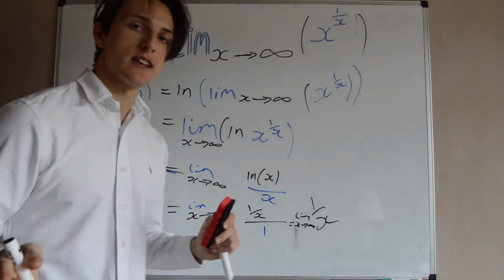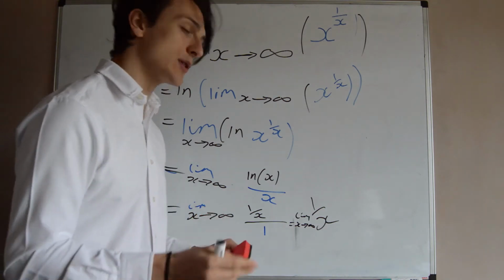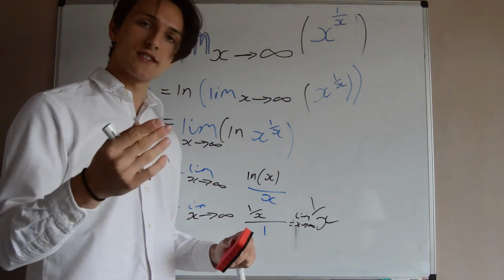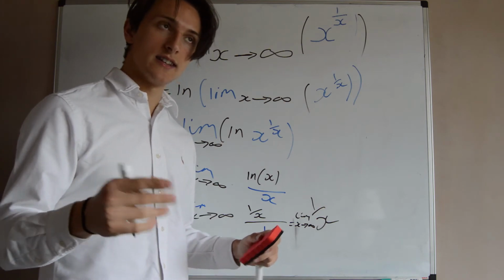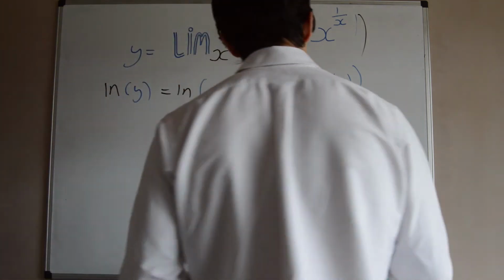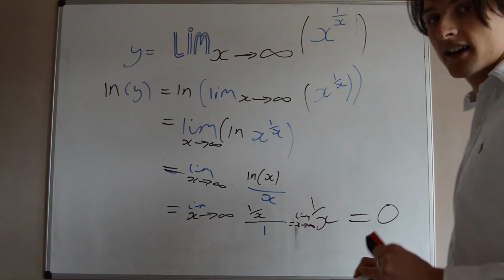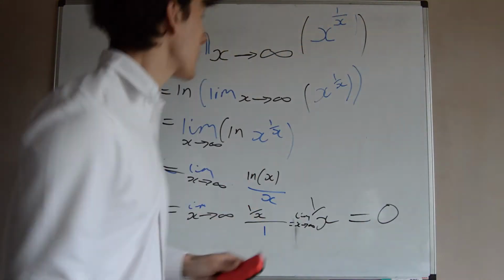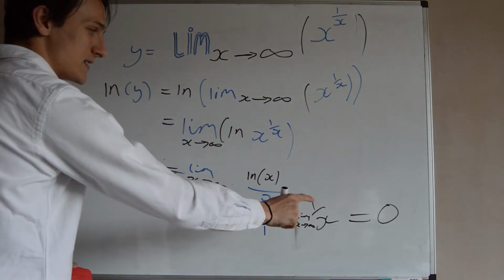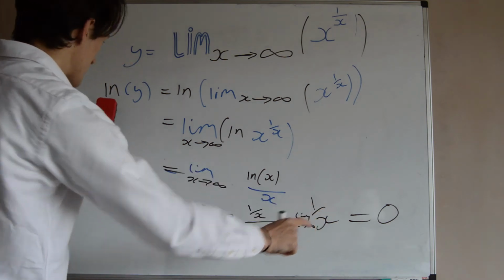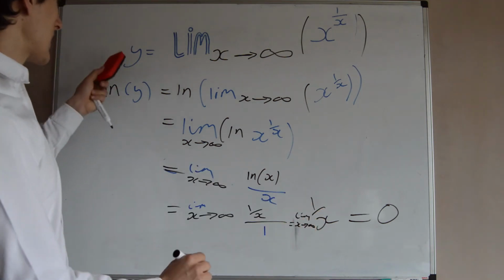Well, now that's just a limit that we can plug in, and as x goes to infinity, 1 over x goes to 0. So this is equal to 0. Okay, and we are done, but not quite, because this wasn't our answer to our limit. This was the natural log of y, and we just had y to start with.